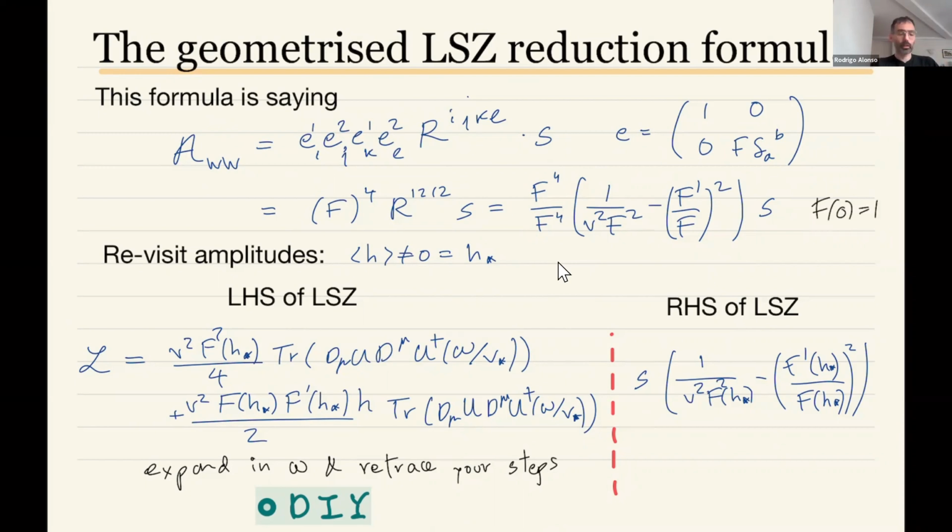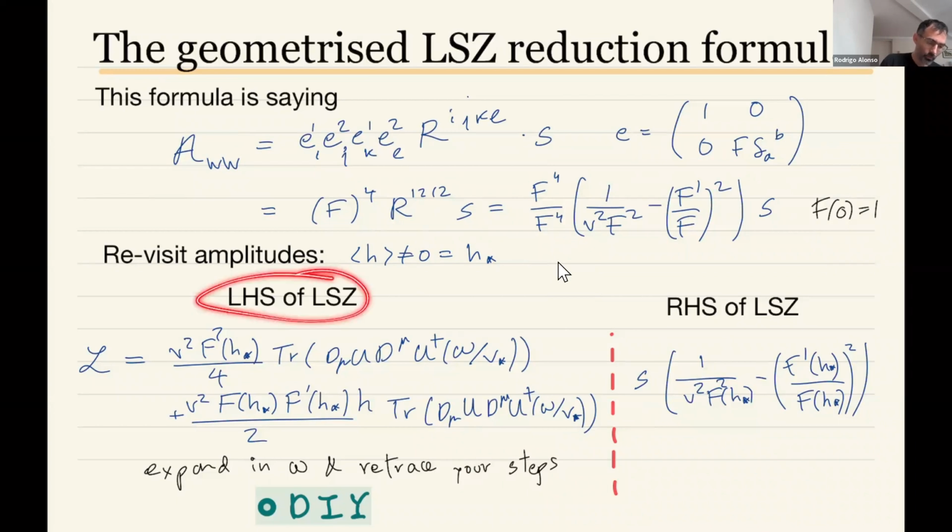What we can do, and the exercise that I actually suggest you do in the notes, is instead revisit our amplitudes where the vev of the Higgs, little h, is not at 0, but at some other point, h star. And we can check this relation because we can compute independently both sides, so to speak. Well, not so to speak, literally. You do know how to compute amplitudes on their own.